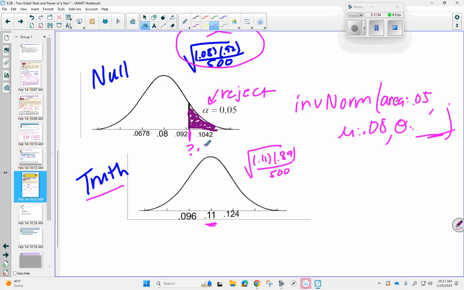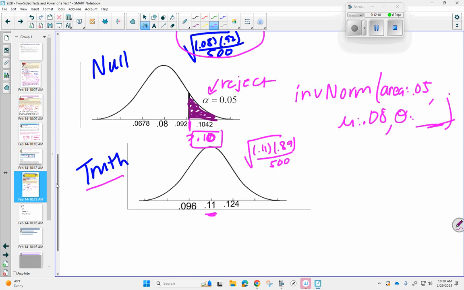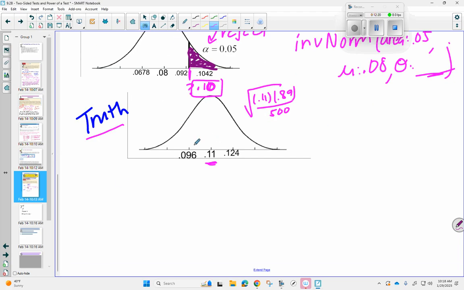So even though the truth is 11%, I base my random sampling on the 8%. I don't know the truth, right? So I'm basing it on the 8%. Anything 10% or above is getting rejected. But there could be a sample that's 9%. You guys agree? That doesn't get rejected, even though the truth is 11%. So if I base it off my truth, here's how I find the power. Well, I'm calculating it at 10%. So anywhere 10% or more is going to get rejected.